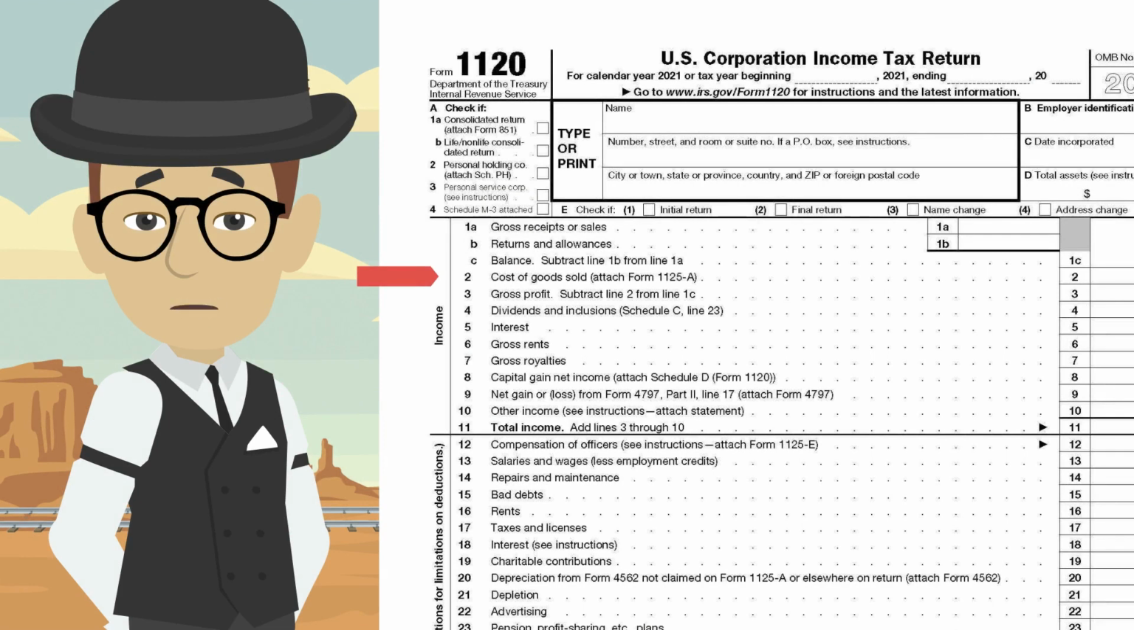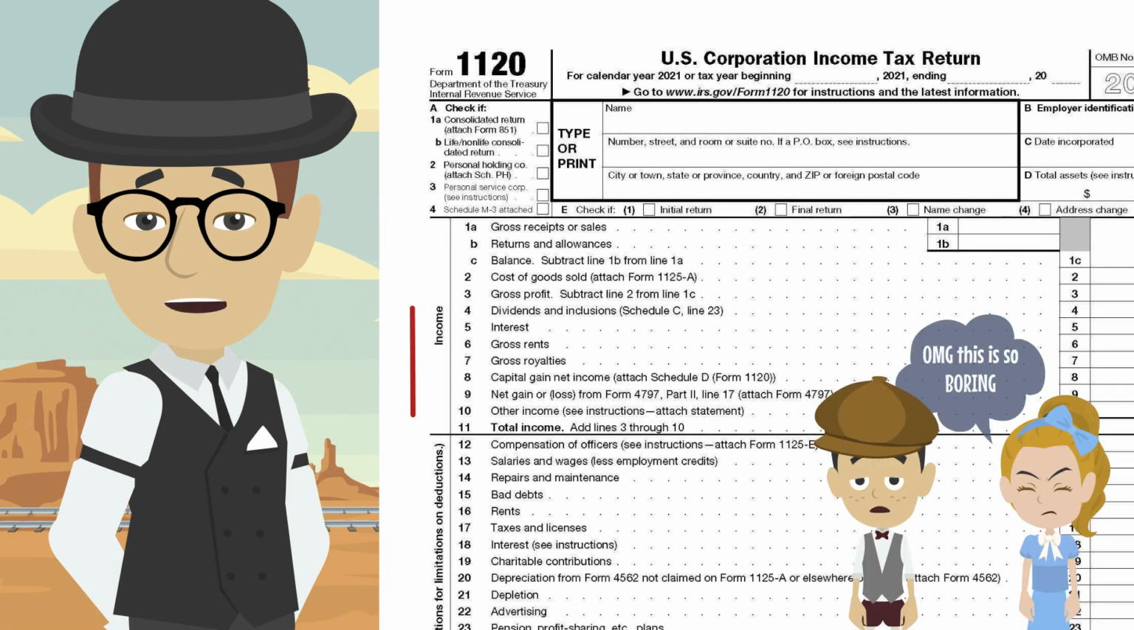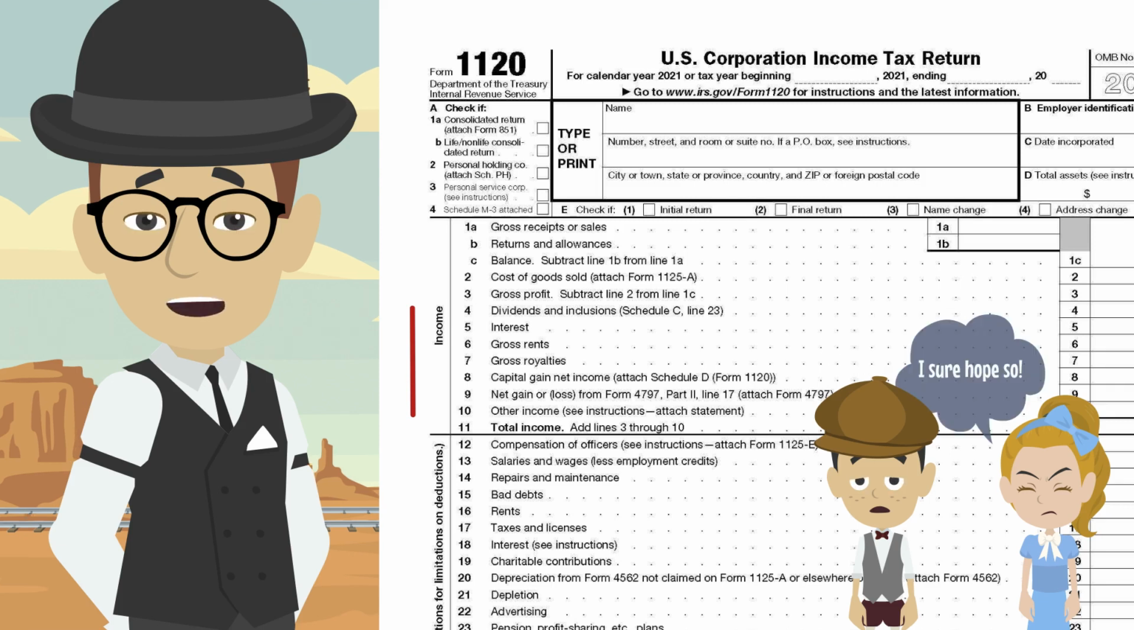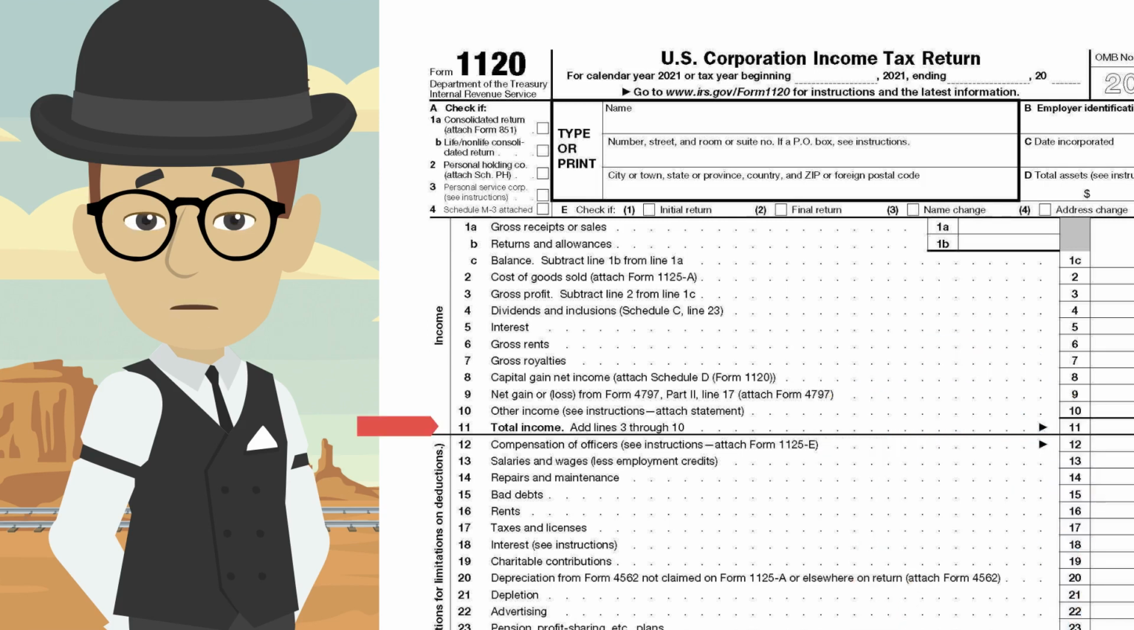Once we reduce our total receipts by our COGS, we add in other types of income, including dividends, interest income, rents, royalties, capital gains, and other taxable items. The result is our total income. Draw a big line underneath total income. We'll talk about why in a minute.